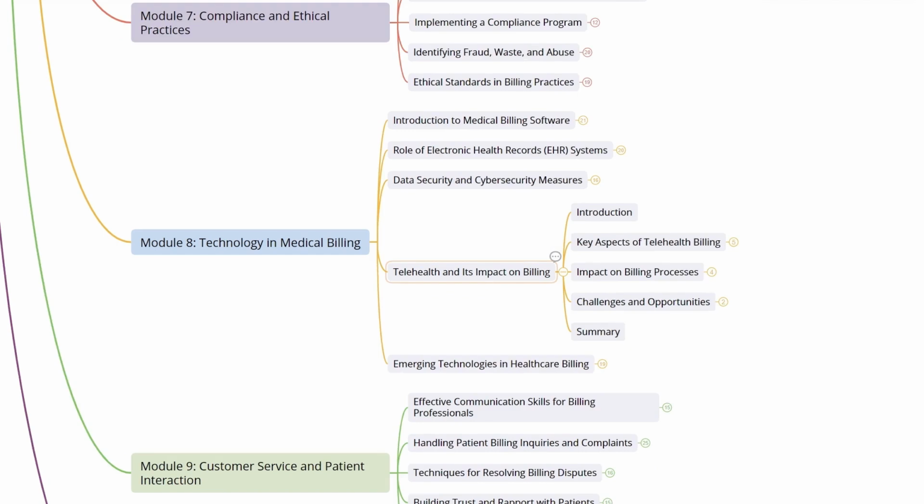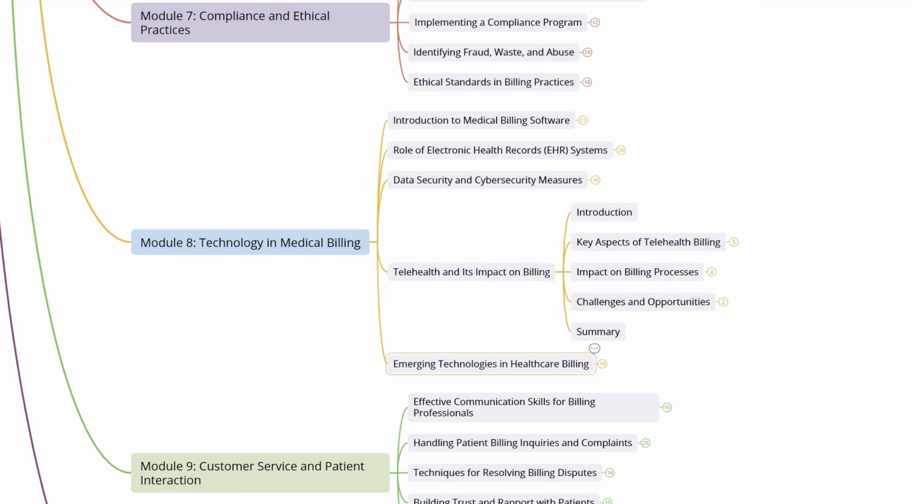Next, telehealth and its impact on billing. The rise of telehealth has expanded service delivery, but also introduced new billing challenges, including coding, documentation, and reimbursement policies specific to remote services.